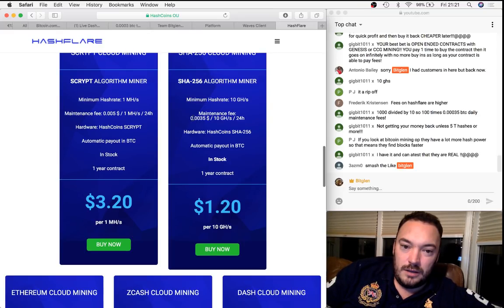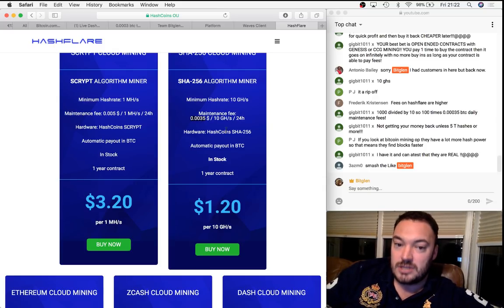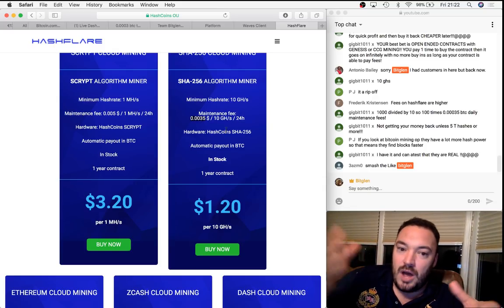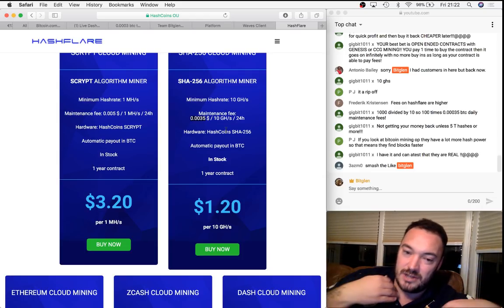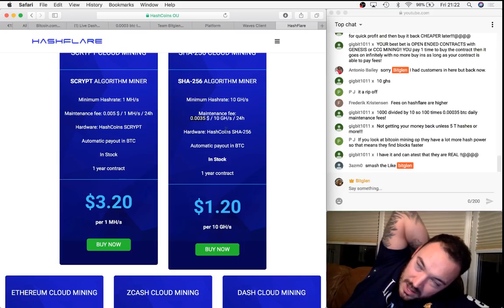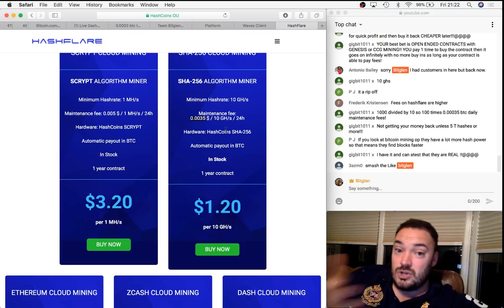Oh, I was right. So it's 0.0035 cent per 10 gigahashes. But obviously you times that by 100 because 100 times 10 is 1,000. That's your terahash. So comparing that, the same as 1 terahash on that website.